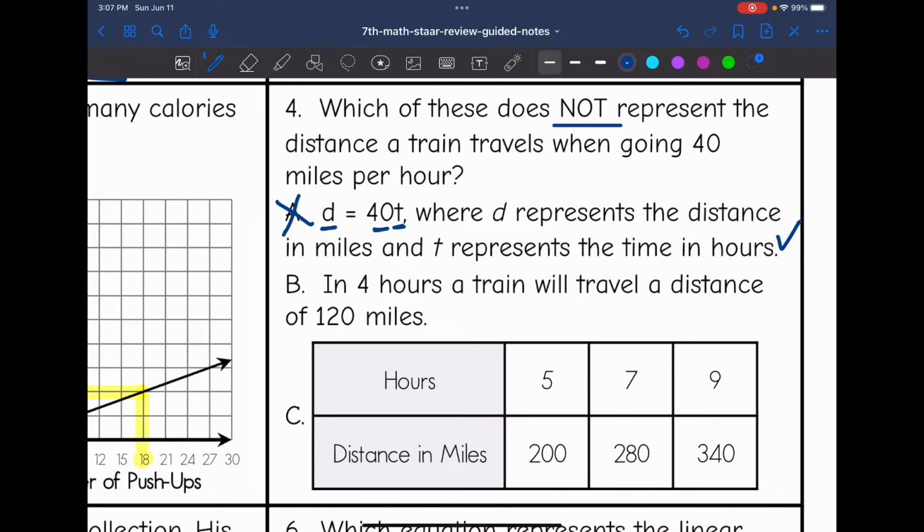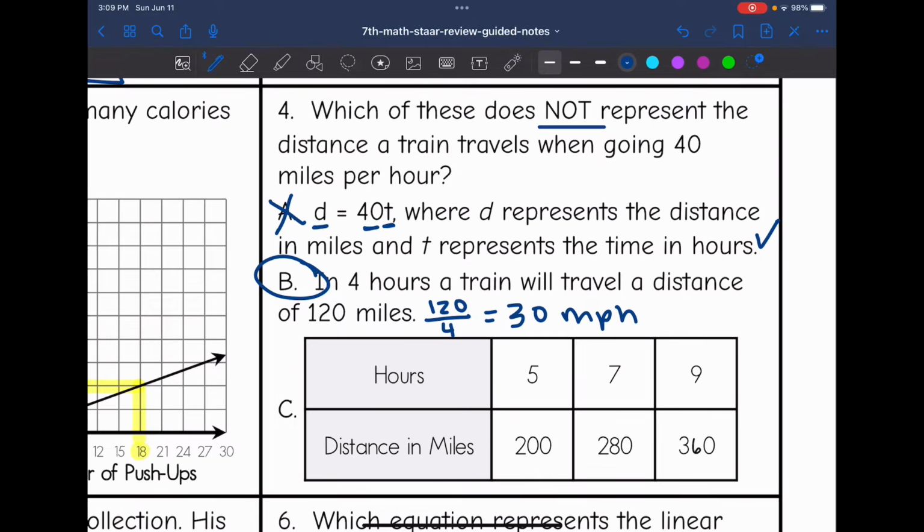B says in 4 hours the train will travel a distance of 120 miles. Well, let's figure out how many miles per hour that would be by doing 120 divided by 4, and I get 30 miles per hour. So that does not match the 40 miles per hour, so this is my answer. So let's make sure this last table is showing the 40 miles per hour and that we selected the right one as B, not representing the 40 miles per hour.